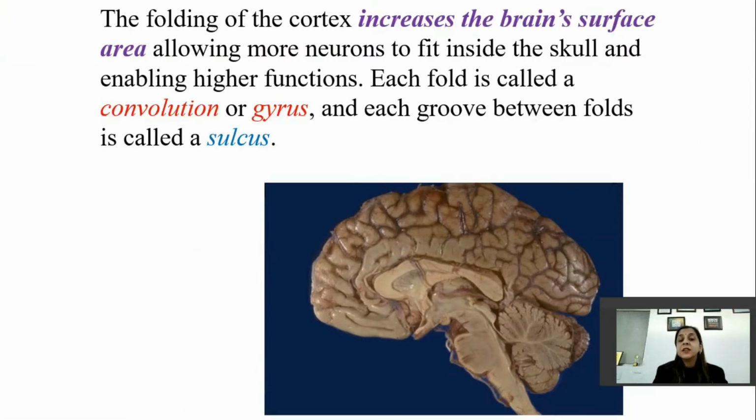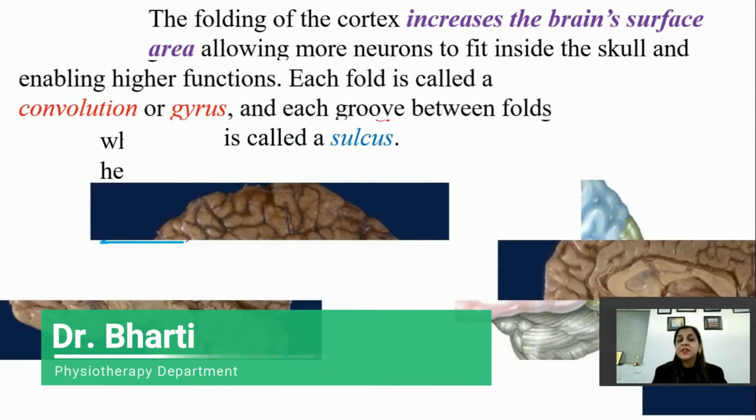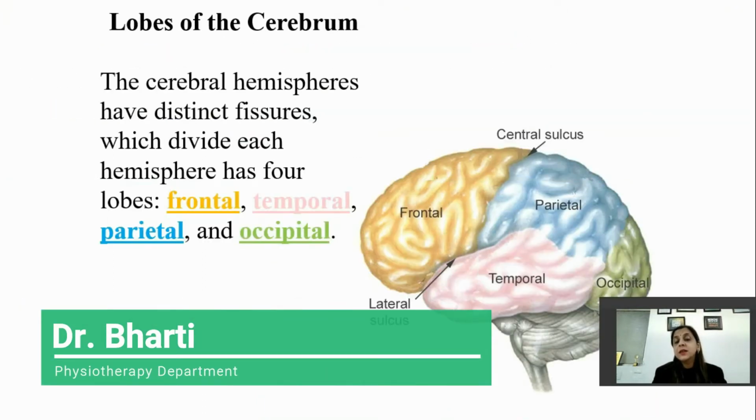Now, in the cerebral cortex we have different sulci as well as gyri. Sulci divide the different lobes of the cerebral hemisphere, and the gyri are the areas that consist of more neurons to fit inside the skull, enabling higher mental function. Each fold is known as a gyrus and each groove is known as a sulcus. We'll discuss what are the different sulci which are present on the cerebral cortex.